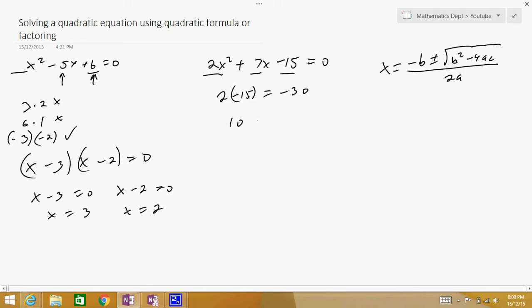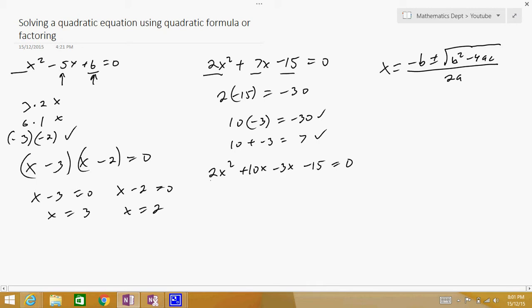So 10 and -3, if you multiply it together, that gives you -30, which is what I want. And if I add it together, 10 plus -3 is equal to 7, which is the middle term, so that works as well. So what I'm going to do now is I'm going to replace that middle term with the two numbers that I just found. So this changes to 2x squared plus 10x minus 3x minus 15 is equal to 0. I replaced the 7x with 10x minus 3x.